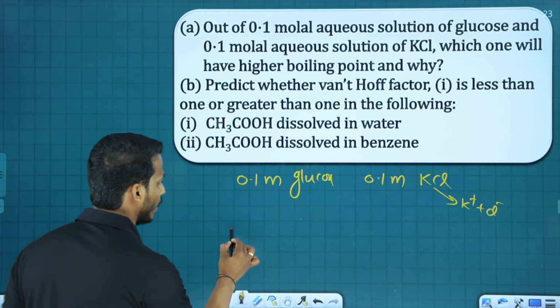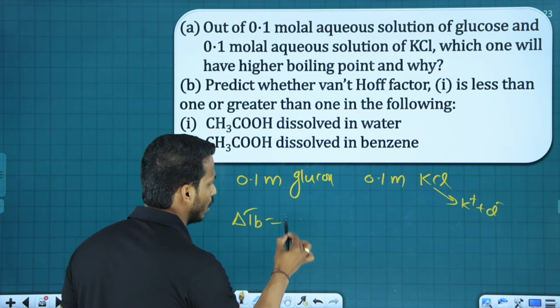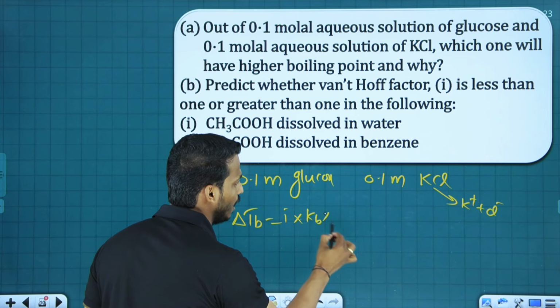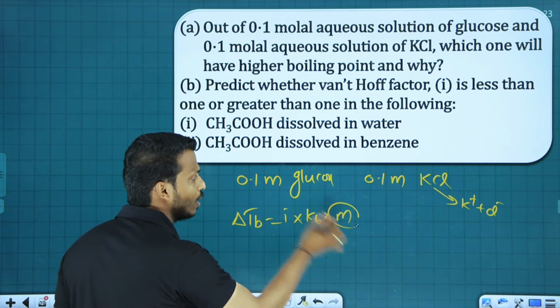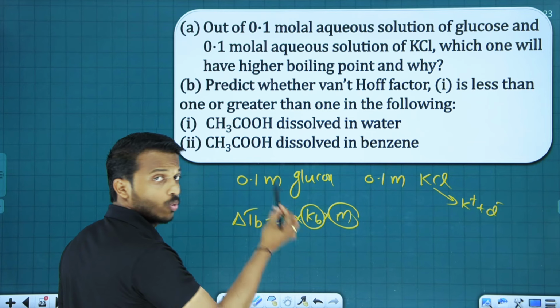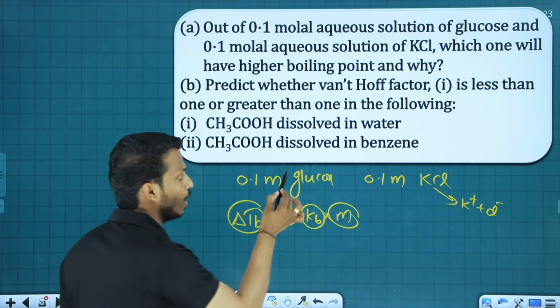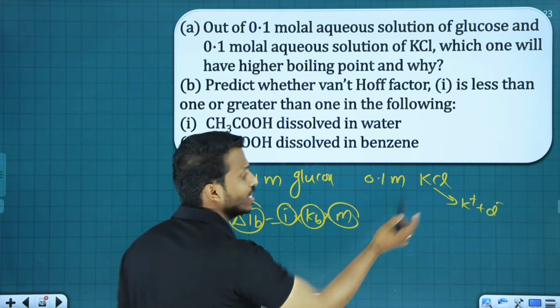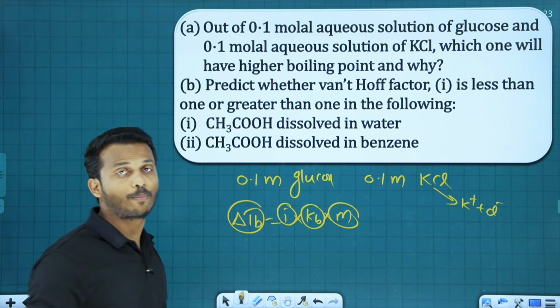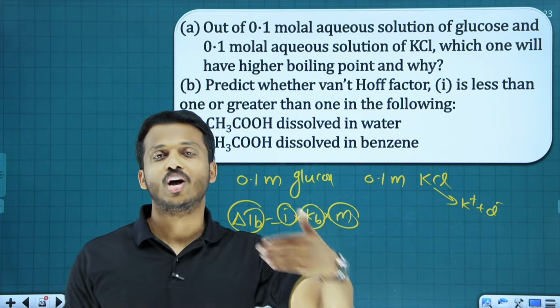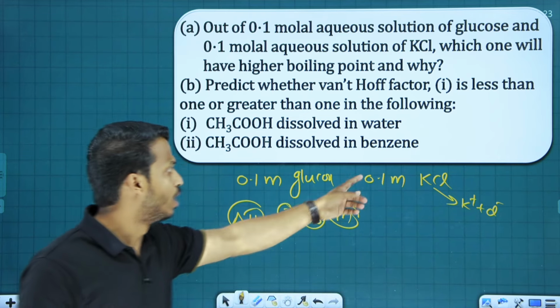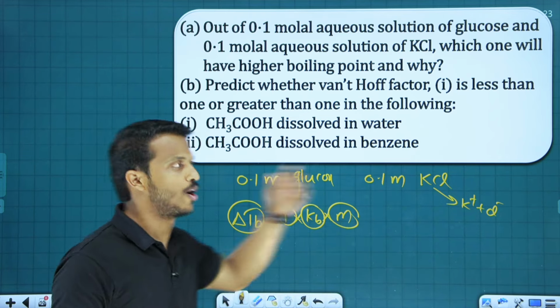Also, ΔTb = i × Kb × m. Here the molality constant Kb for water is constant, so ΔTb depends only on the i value. Glucose has i value 1, KCl has i value 2. Of course, boiling point increases with an increase in the number of particles. So this one has the highest boiling point.